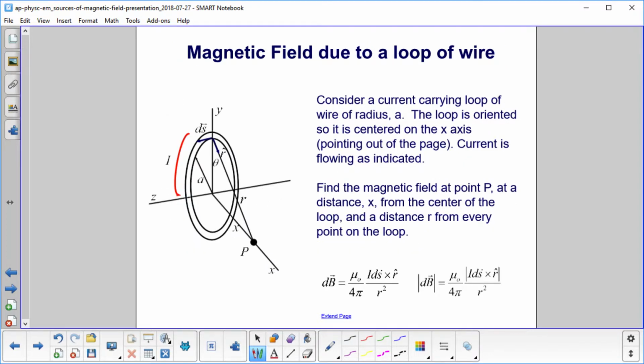Consider a current-carrying loop of wire of radius a. The loop is oriented so it is centered on the x-axis, which is here, which is pointing out of the page. The current is flowing as indicated. So as we look at it, that's flowing in what? The counterclockwise direction. Find the magnetic field at point P at a distance x, where x is a constant this time, from the center of the loop, and a distance r from every point on the loop. And that's this. So you can see we have a triangle there with x, r, and a. So let's erase all that.